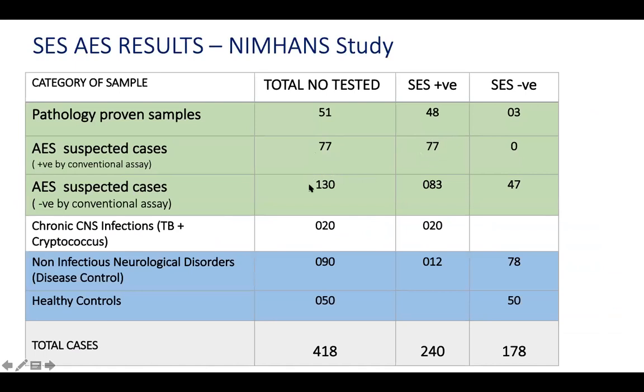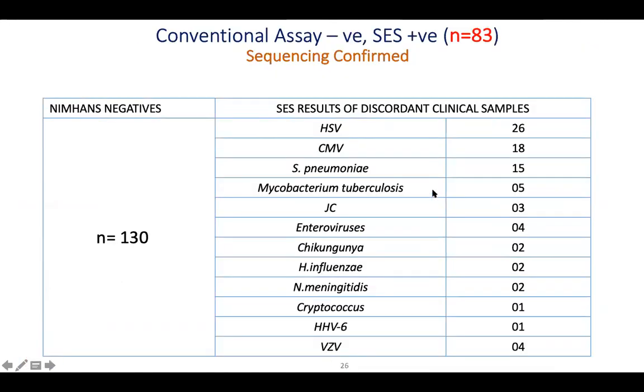Now, there are 130 negatives in that algorithm. Out of that, we got 83 positives. This is the list of 83 positives. Out of them, HSV predominated, 26. There is Streptococcus pneumoniae, 15, Mycobacterium tuberculosis, JC, enteroviruses, chikungunya. Otherwise, if you remove JC, enterovirus and chikungunya, the rest are all treatable conditions. There are specific therapies for them.